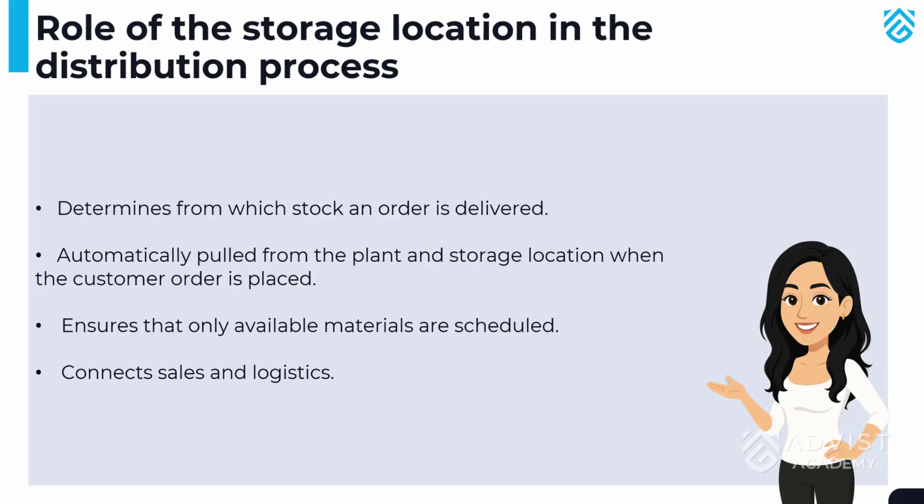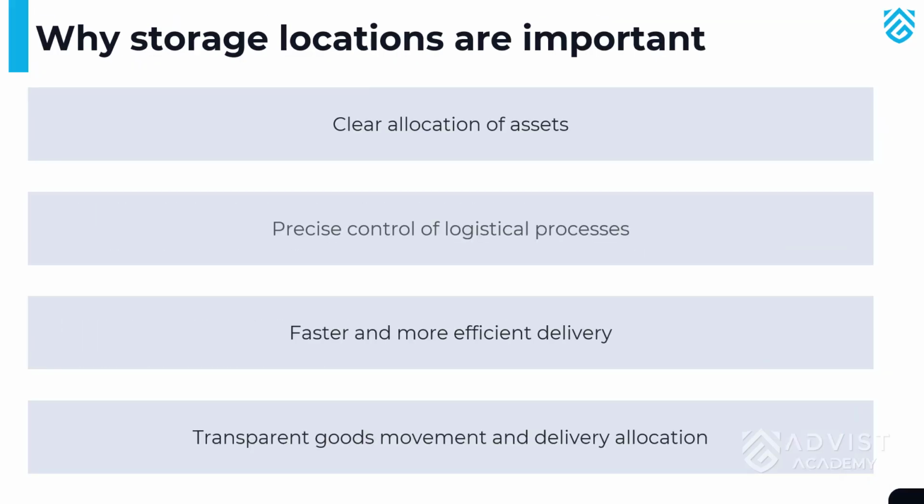Storage locations are particularly relevant in sales, as they determine which stock an order is delivered from. When a customer order is created, the system accesses the stocks of the plant and storage locations specified in the order. This ensures that only materials that are actually available are scheduled for delivery.